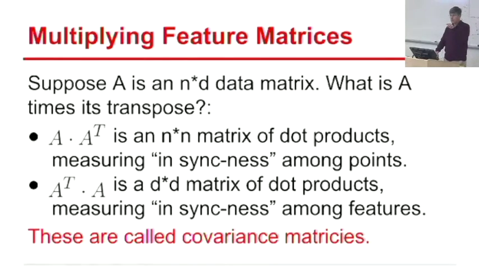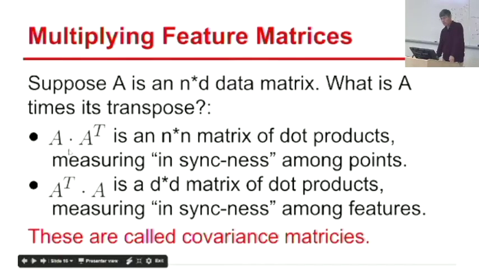Okay. My claim is that if I multiply a matrix by its transpose, every one of the elements is going to be telling me how in sync one row is with another row. Does everybody see? Not one row with a column. Element ij is going to be the ith row of this matrix times the jth column of that. But because it's the transpose, the jth column is really the same as the jth row. Does everybody see that? So A times A transpose is going to give me an n by n matrix of dot products, measuring how in sync the items are, right?